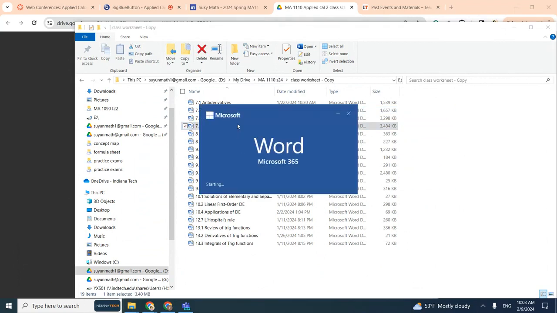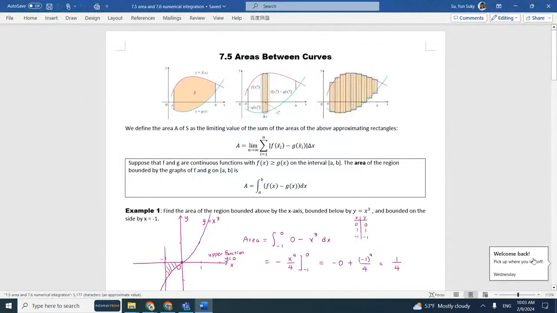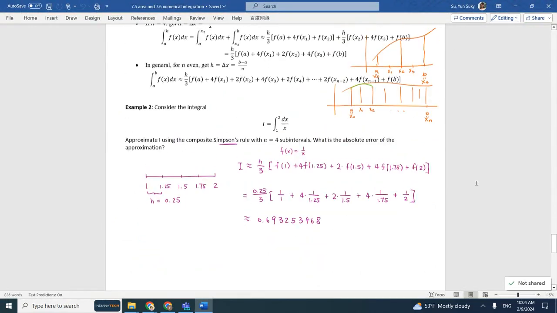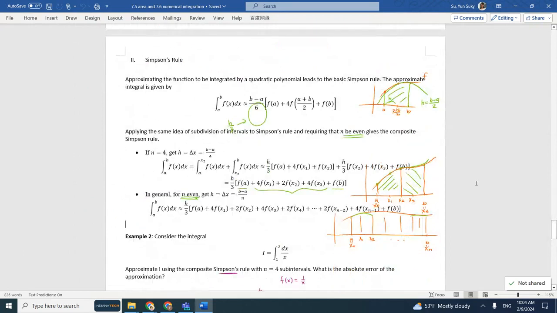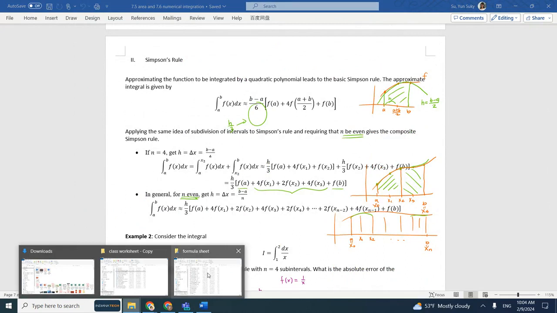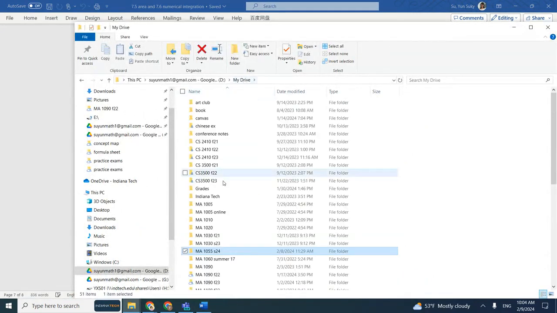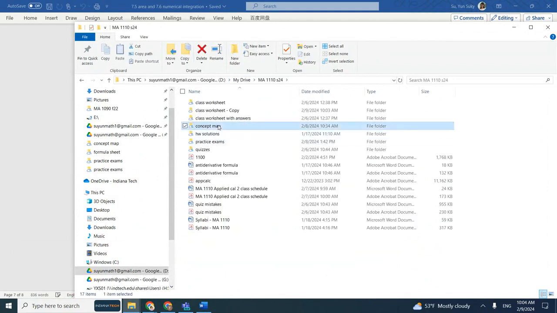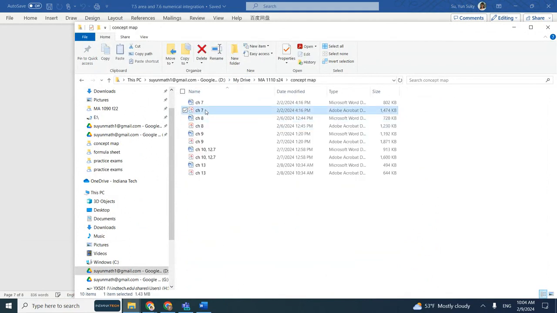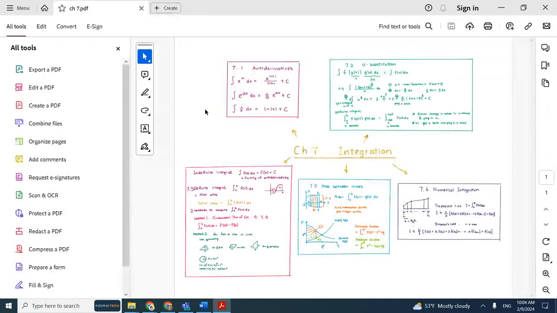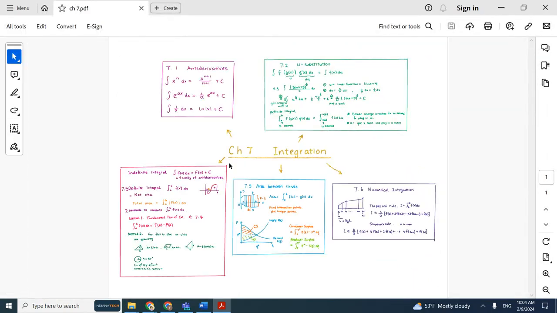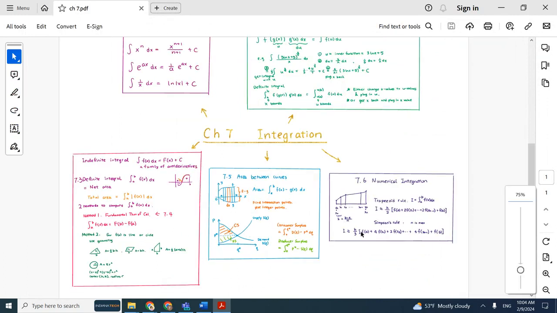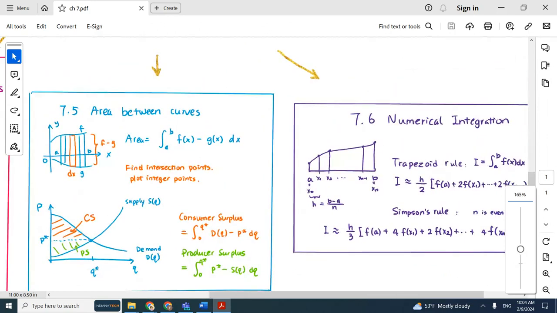Okay, so let's continue on 7.6. Last time we talked about the trapezoid rule and the Simpson's rule, right? It's good to look at the concept map. The concept map lists all the concepts of chapter 7. I gotta print that. Didn't I give you one copy? Maybe you did. Okay. So 7.6 right here.